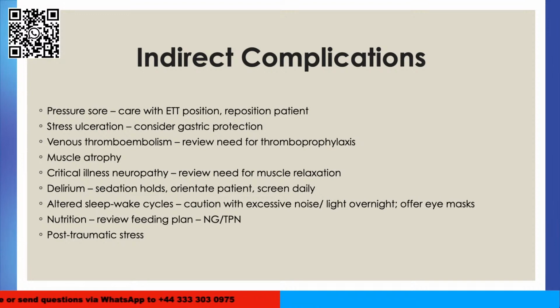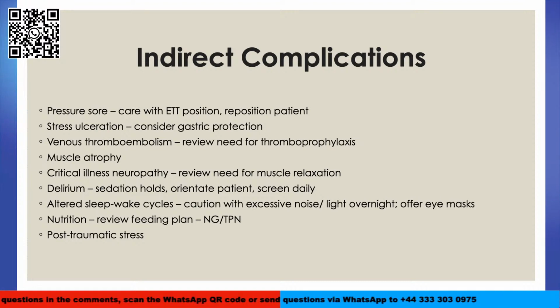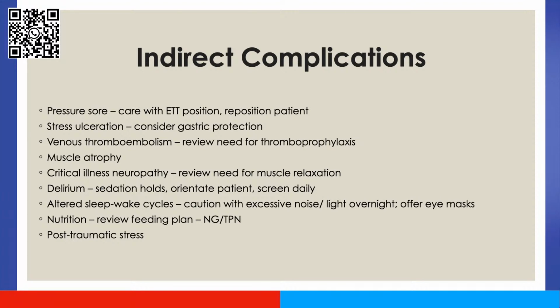Think about stress ulceration and consider gastric protection. There's a risk, going slightly alongside pressure sores, of venous thromboembolism. So patients on ventilators, or indeed on critical care in general, should have a daily review for thromboprophylaxis as to whether they need to have something prescribed prophylactically, and if so, what dosing. There's also the risk of muscle atrophy, and the longer you spend on a ventilator, the longer you have to muscle waste effectively. So you need to think about how easy it's going to be to wean the patient and about the risk of atrophy, particularly to their diaphragm.